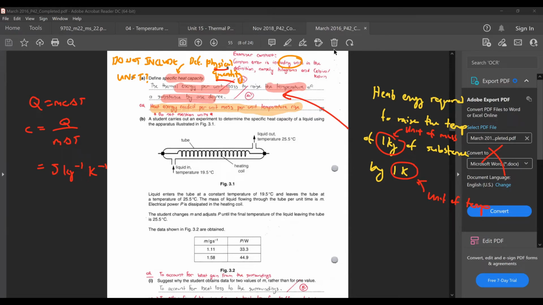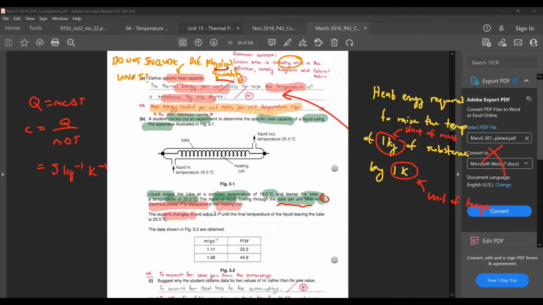Now for part B, we tell you that a student carries out an experiment to determine the specific heat capacity of a liquid using the apparatus that is illustrated here. Liquid enters the tube at a constant temperature of 19.5 degrees and then leaves the tube at a temperature of 25.5 degrees. The mass of liquid flowing through the tube per unit time is m. Just make sure you know that this m is actually in terms of per unit time. The electrical power P is dissipated in the heating coil.